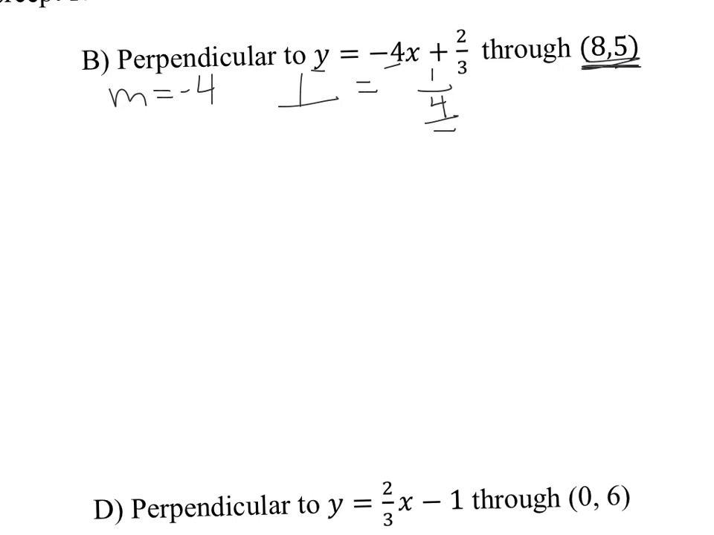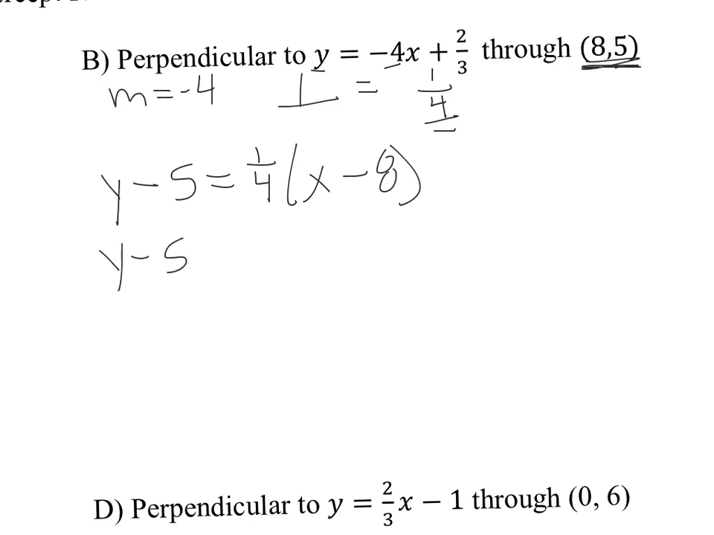I have my point. This is where I want to use my point slope formula. So it's y minus y1, which is my 5. So y minus 5 is equal to my slope. I have to use my perpendicular slope, so that's 1/4, times x minus x1, which is your 8 right here. And then you distribute. So I distribute my 1/4. I get 1/4 x minus 2. 1/4 times -8 is -2. And then add over your 5. So y is equal to 1/4 x plus 3.